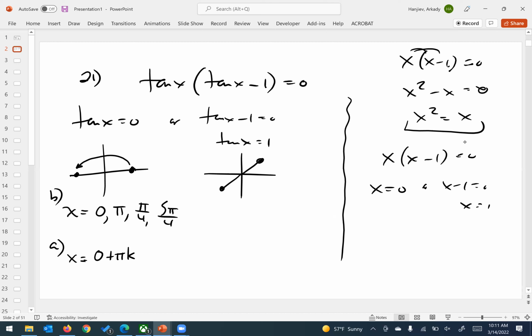Is the tangent one? Tangent equal to 1, is that also half a rotation? Absolutely. So not 2 pi k, but just pi over 4 plus pi k, where k is an integer.